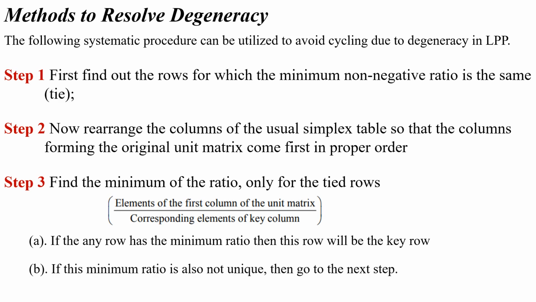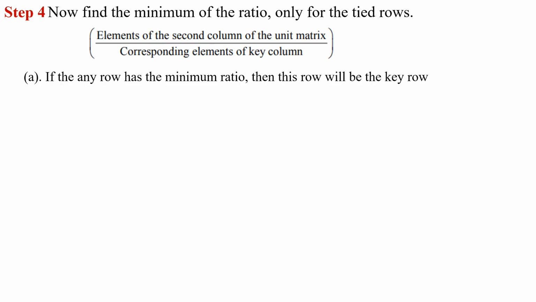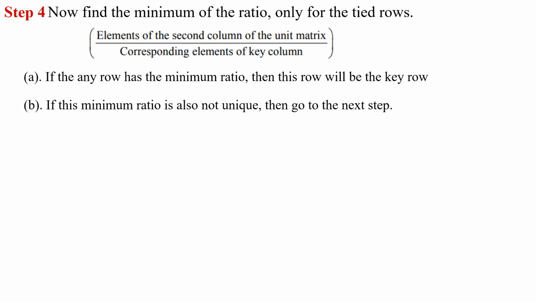If this minimum ratio is also not unique, then we go to the next step. Next step is to find the minimum of the ratio only for the tied rows. Here the minimum ratio is the elements of the second column of the unit matrix divided by the corresponding elements of the key column. If any row has the minimum ratio, then this row will be the key row. If this minimum ratio is also not unique, then go to the next step.